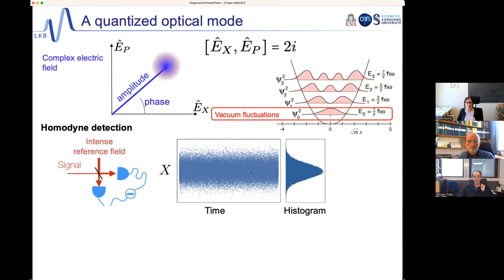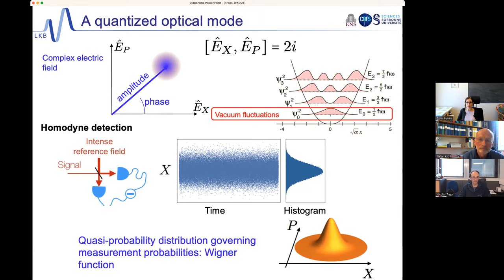What you'll see is a mean value, which is linked to the mean value of your electric field, and fluctuations, which are Gaussian, and the width of this Gaussian is the width of the fundamental state of your quantum harmonic oscillator. And this is where your limits come from when you do measurements with light, because of this vacuum fluctuation. Would you use vacuum or a current state? Often, I won't use it too much here.